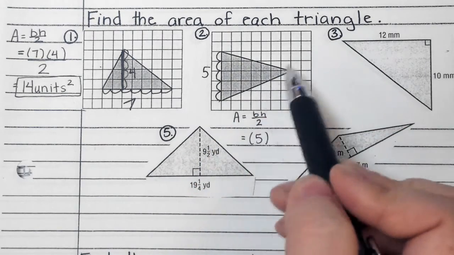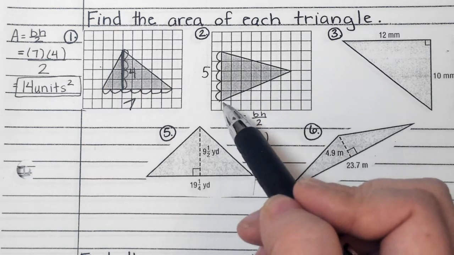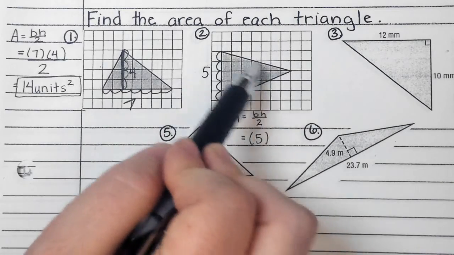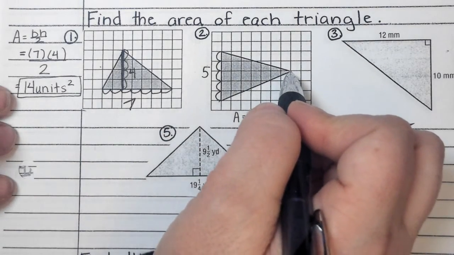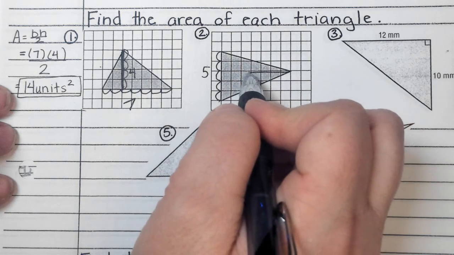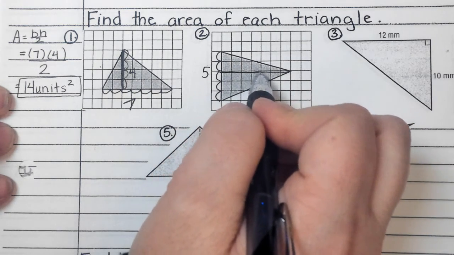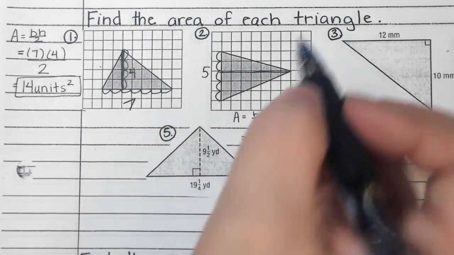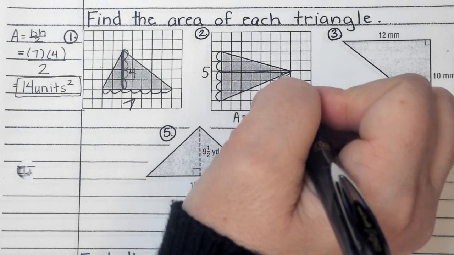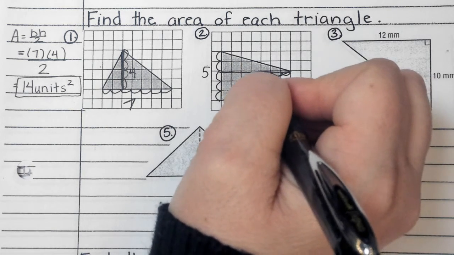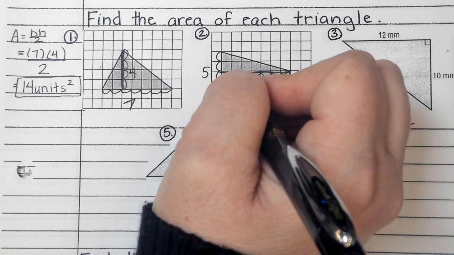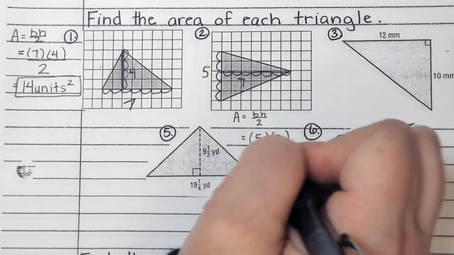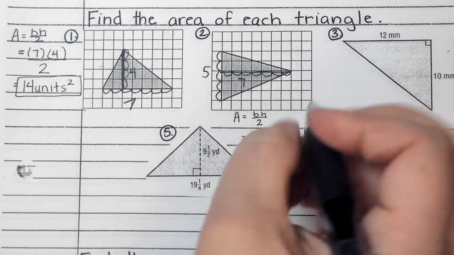For my height, can I use this line? It goes from the bottom to the top, but is it straight? No. It's not at a 90 degree. What about the top line? No. So we need to make sure we go from the very top of the triangle all the way to the bottom. Okay with that? Now can I count that? So let's start at the very top, and I'm going to count 1, 2, 3, 4, 5, 6, and 7. So I get 5 times 7 divided by 2.